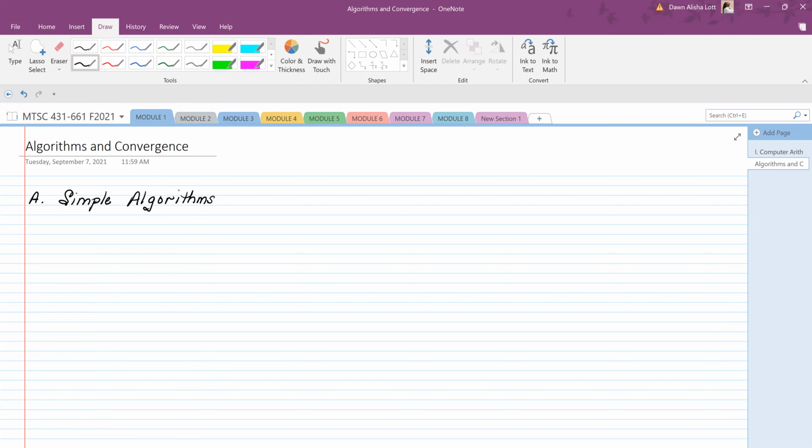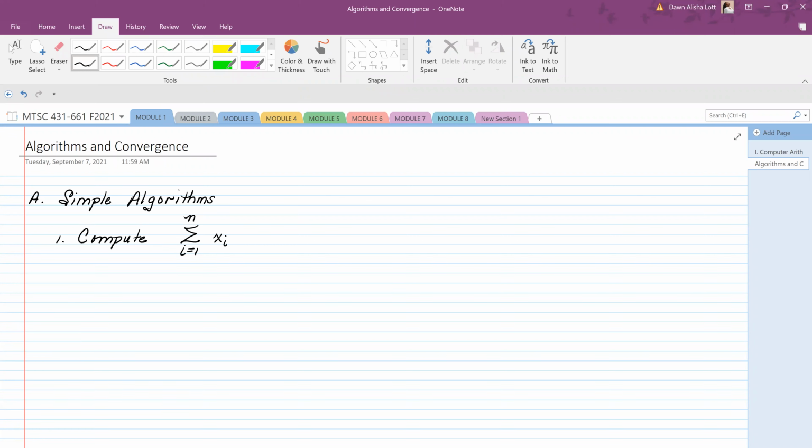Okay. So the first algorithm we want to do is we want to compute the sum, i equals 1 to n, of a group of numbers. Okay.